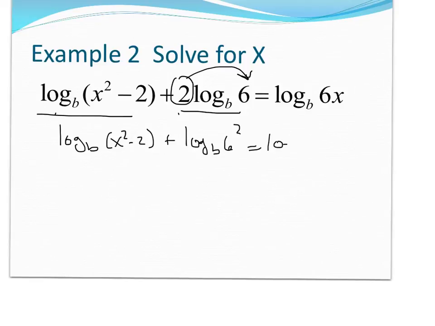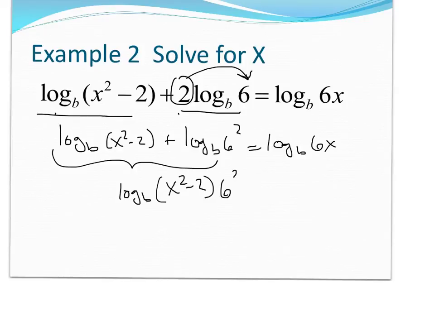So we've got that taken care of. Now I'm going to combine this as one single logarithm. So log base b of x squared minus 2, all of that times 6 squared, is equal to log base b of 6x. Now that I have just one log on each side, and they're the same log, I can just cancel them out and continue working with the problem. 6 squared and then 6x.